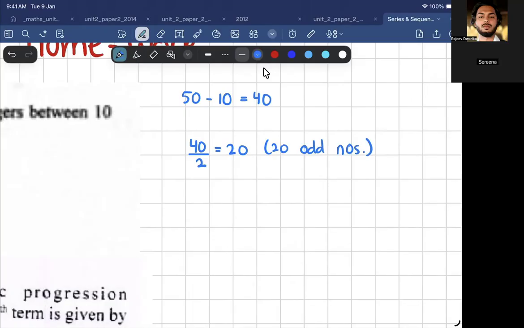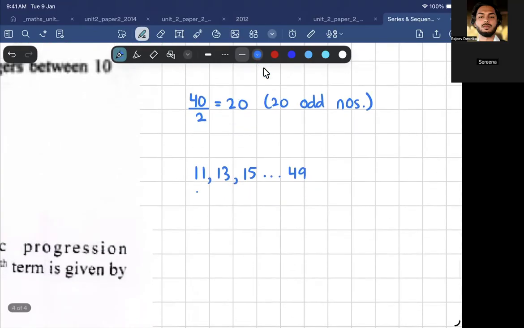So if we have 20 odd numbers, then we could identify what the first odd number is going to be. Between 10 and 50, what's the first odd number? 11. Then what? 13, right? And then 15, and we keep going all the way till we reach what number? 49. And how many terms would I have here? 20. Perfect. I have 20 terms. So you want to find the sum up to the 20th term, so you're going to use S of 20.